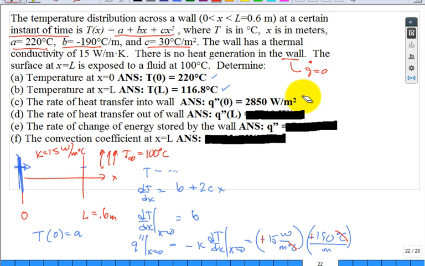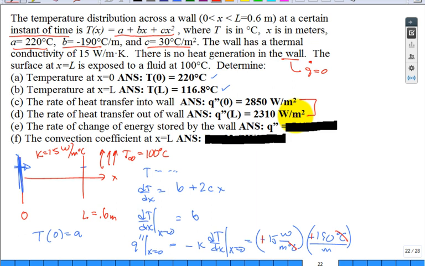What about the rate of heat transfer out of the wall? Same approach. And when we do that, 2,310. These are just numbers, right? Because it could be a transient problem. So somebody might say, well, how come they're not the same? Well, because there's some accumulation in the wall. It's being heated. There's more in than out, isn't there? Yeah, there's more in than out.